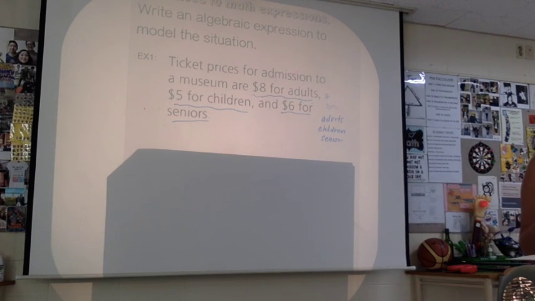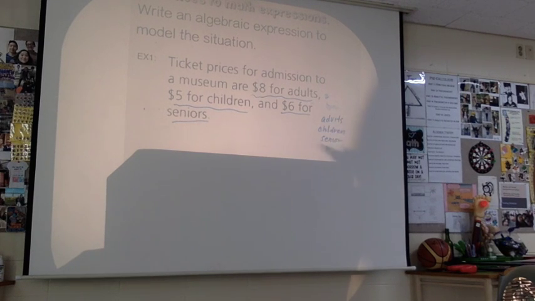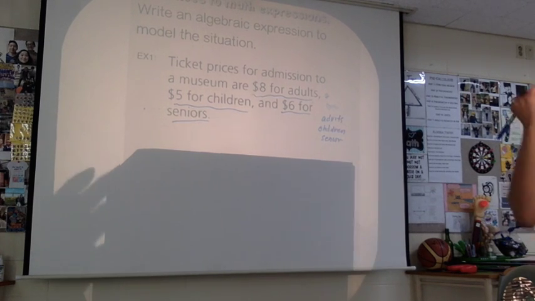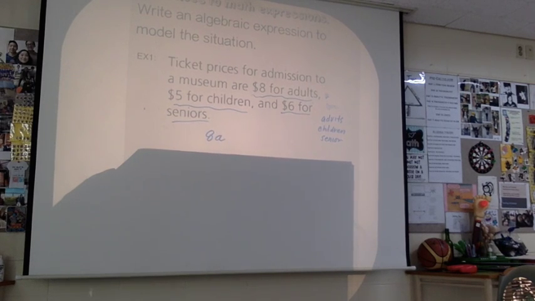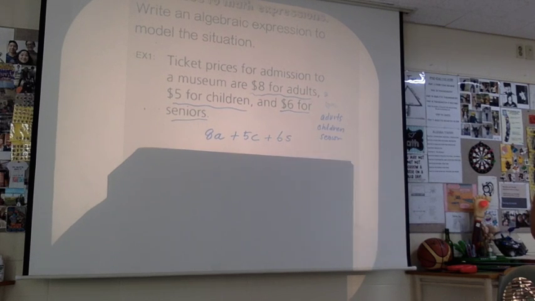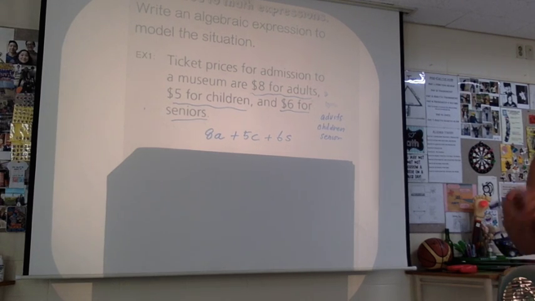So I always like to use a variable that's relatable to the actual topic or the actual noun, okay? So it's $8 for every adult that comes, every child is $5, and every senior citizen is $6. Oh, sorry, not C, but senior citizen, so it's S. That expression will tell me, depending on how many members come, how much the museum will make, okay?